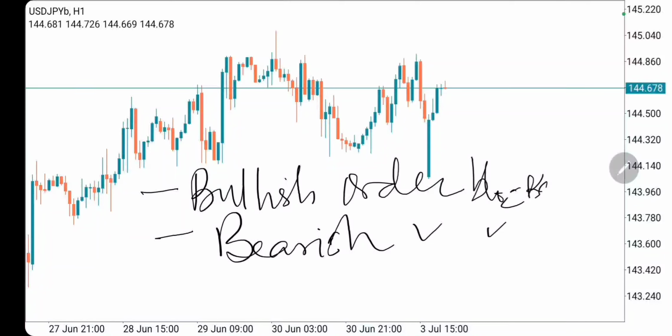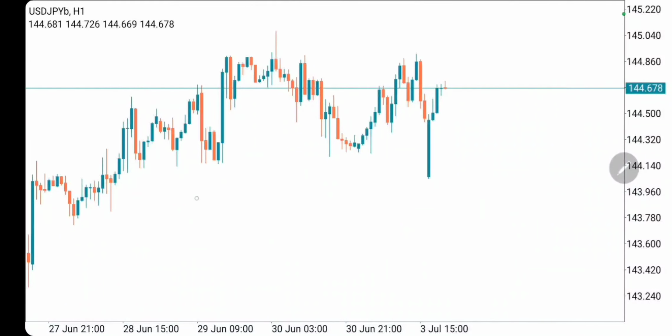So order blocks are important concepts that smart money traders know in order to trade the Forex market. I have made a previous video on order blocks, so you might need to check out that video to know what order blocks are in detail. But let me show you an example.